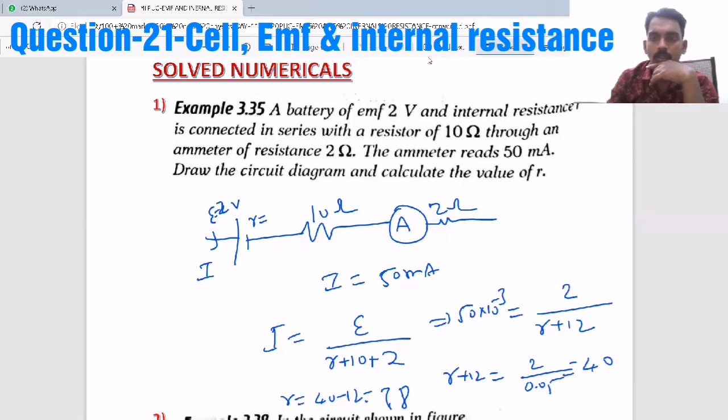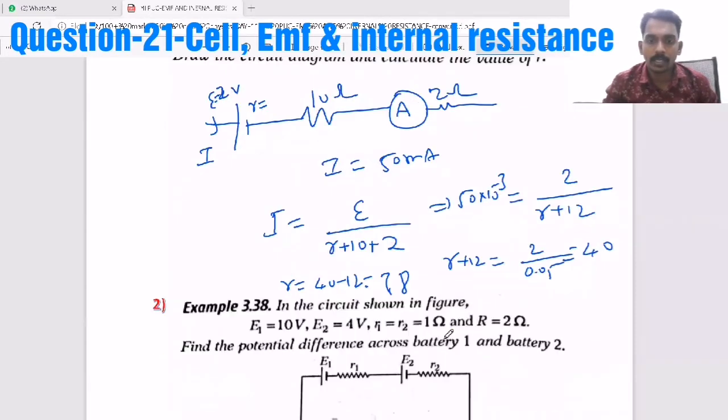So this way you need to understand how to solve the question. Sorry, small correction. 40 minus 12 is 28, not 38. So this way you try to understand how the internal resistance and EMF can be related. Internal resistance of the cell is nothing but a resistor connected in series with the cell. Whatever remaining external resistances they connect, you have to take in connection with that resistor, just like series and parallel connection of resistors.